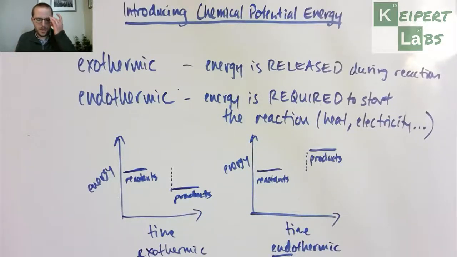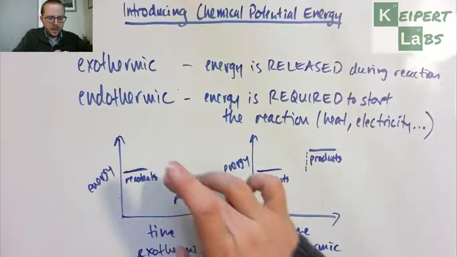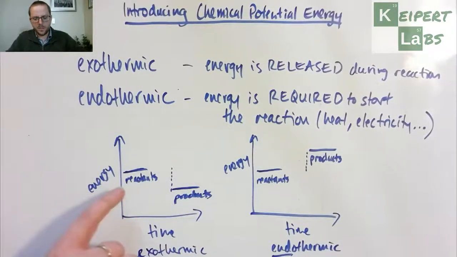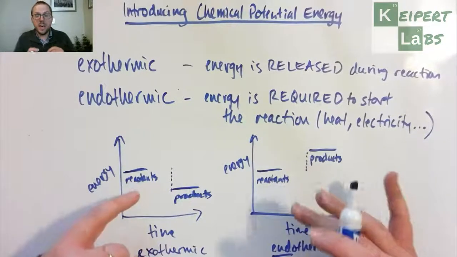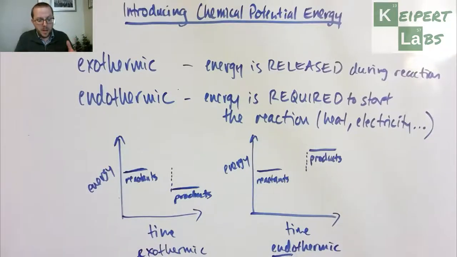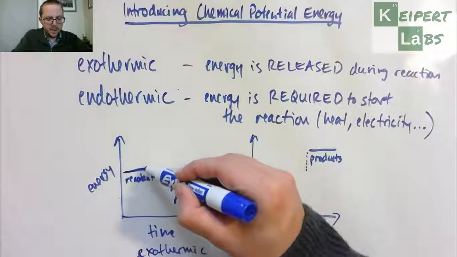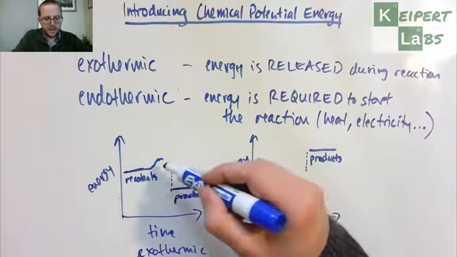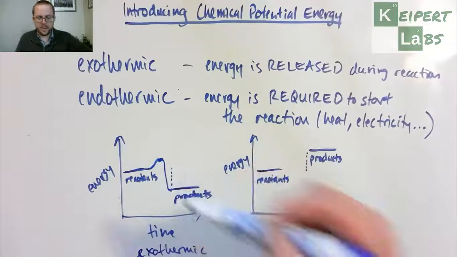Now, the reality is that we don't just have a step that goes down, because we know that these reactions need a little bit of energy to start them off. Even a burning reaction, combustion, which is exothermic, needs a match or a spark or something to start it off, and then it goes from there. And so what we see is that we have a little energy hill to get over, and then it drops down to there.